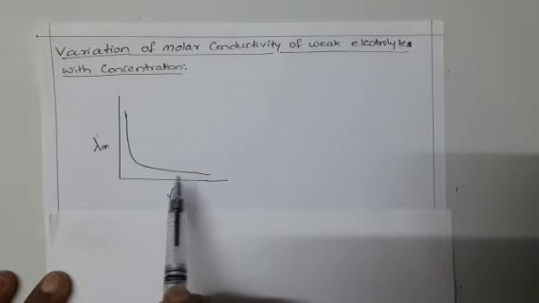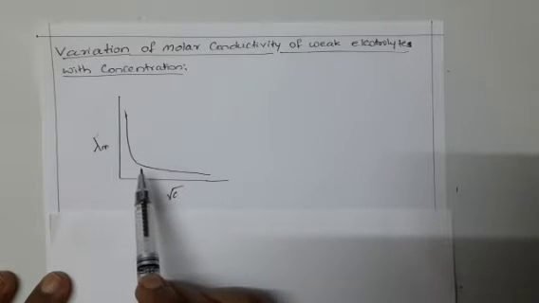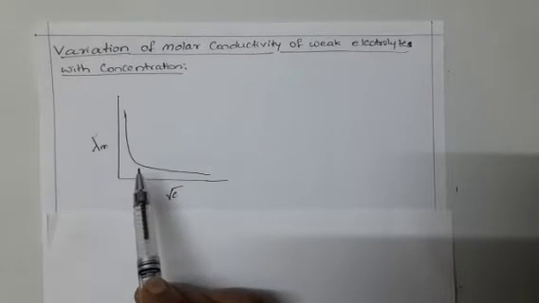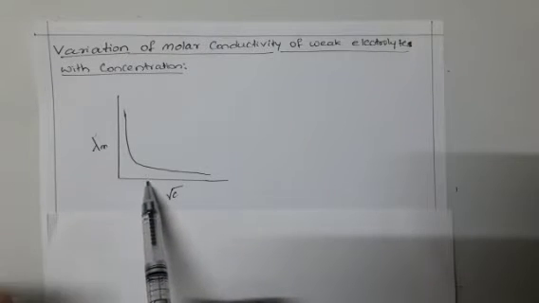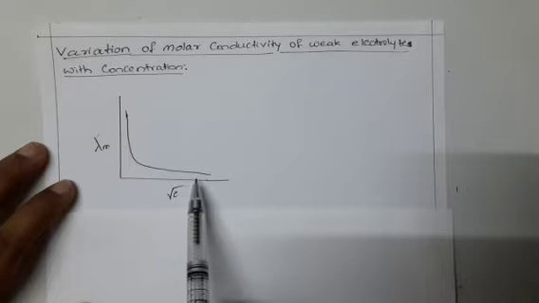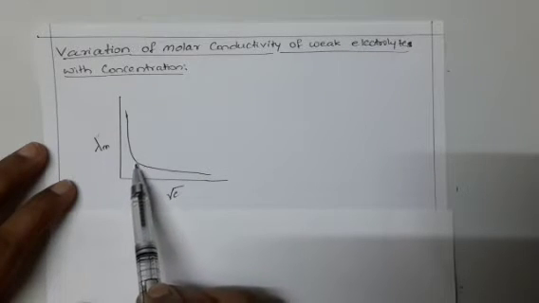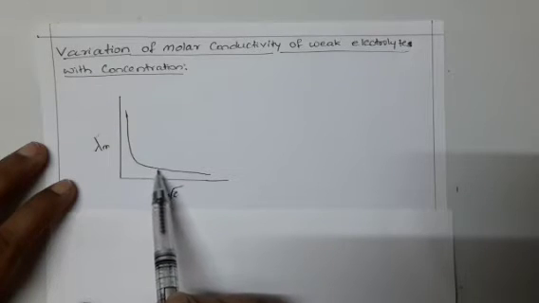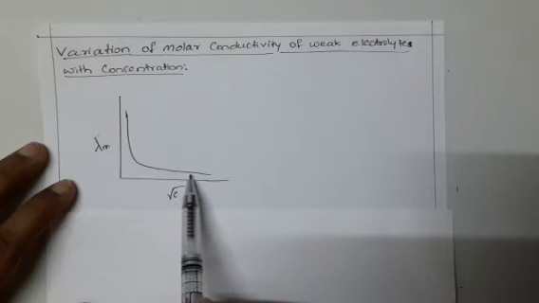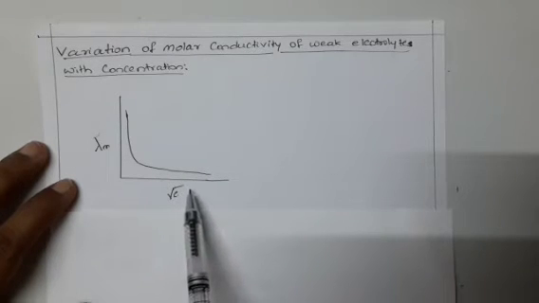You have seen that a graph comes something like this. Here also, as concentration increases, molar conductivity decreases. On this place the molar conductivity is very high. When we move and the concentration increases, the molar conductivity decreases. Have you seen this graph?